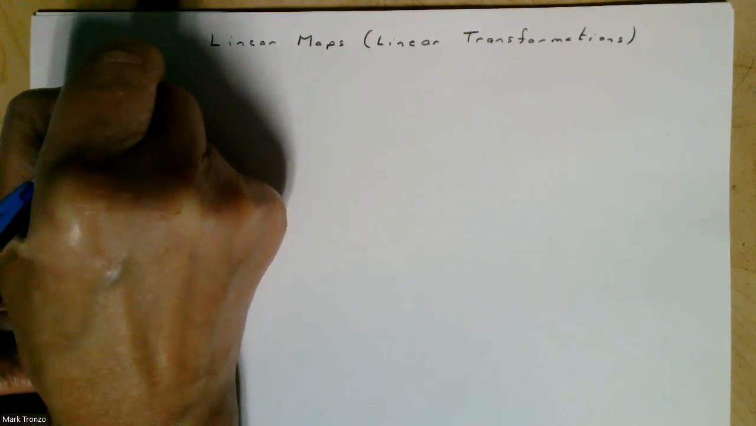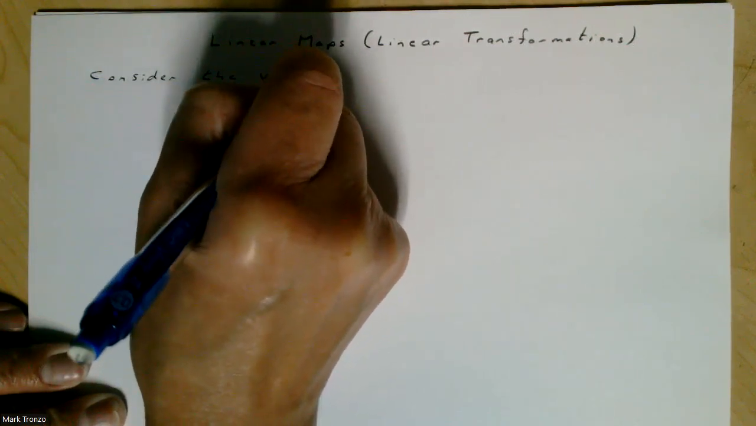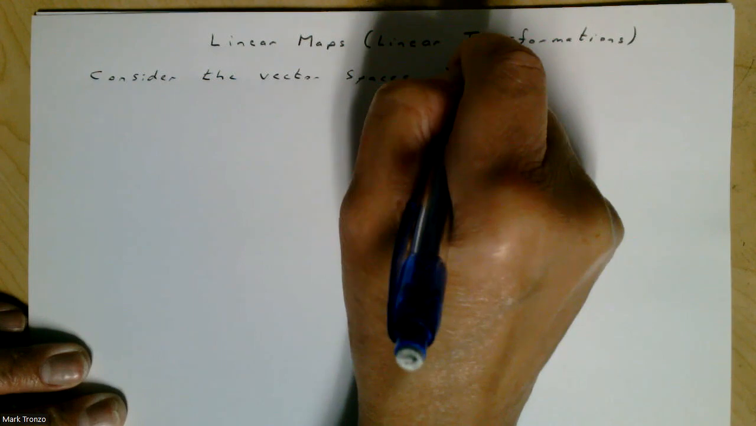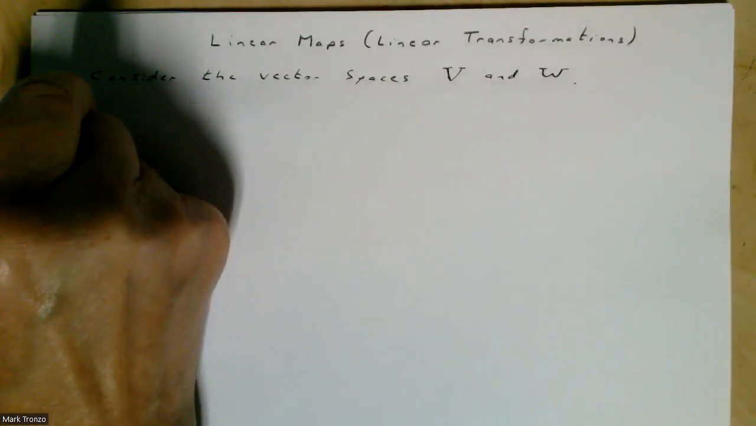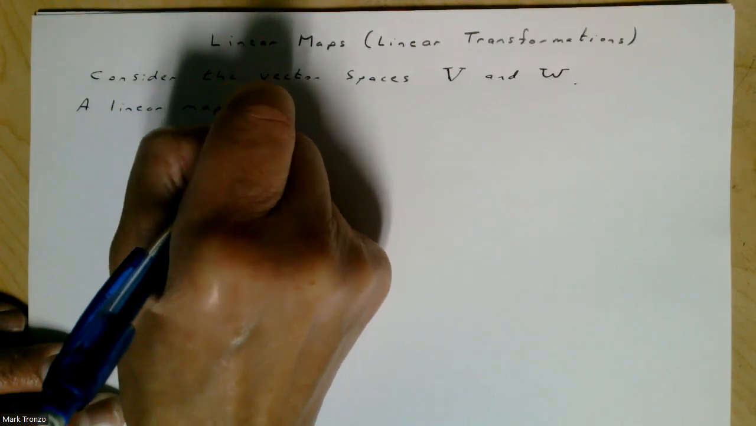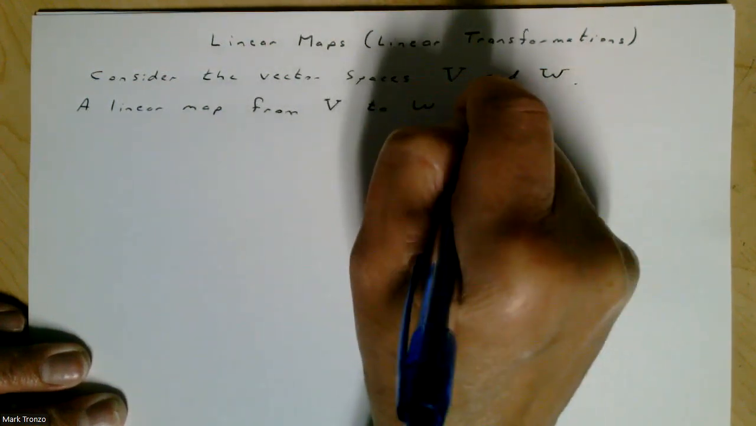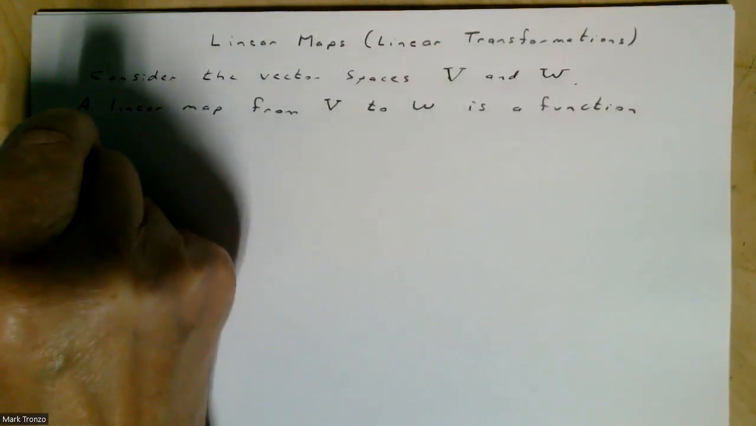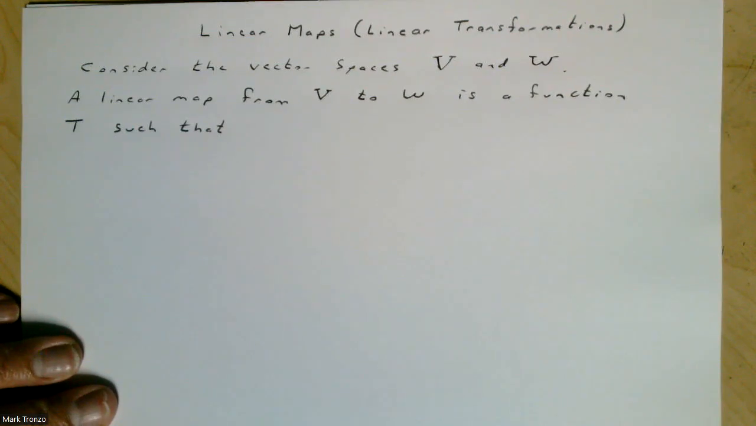So consider the vector spaces V and W. A linear map or linear transformation from V to W is a function T such that T has these two properties.